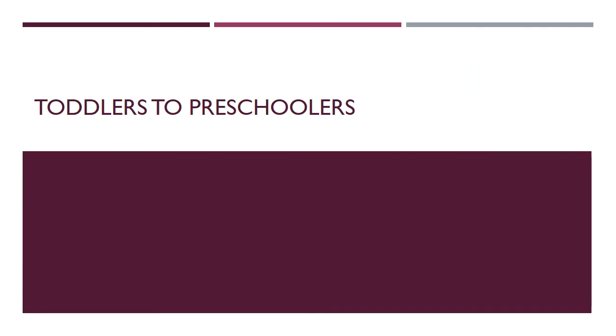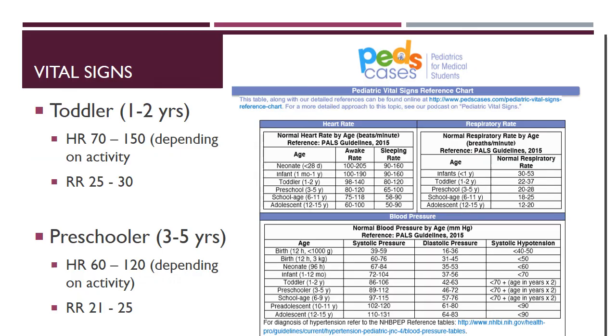Okay, next we have toddlers to preschoolers. When it comes to vital signs, again, look at the ATI. I have this chart here, but I just left it here just in case. But I'm going to go by ATI. Toddlers 1 to 2 years, their heart rate's 70 to 150 depending on activity. Respiratory rate's 25 to 30. Preschooler is 3 to 5 years, heart rate's 60 to 120 depending on activity. Respirations 21 to 25.